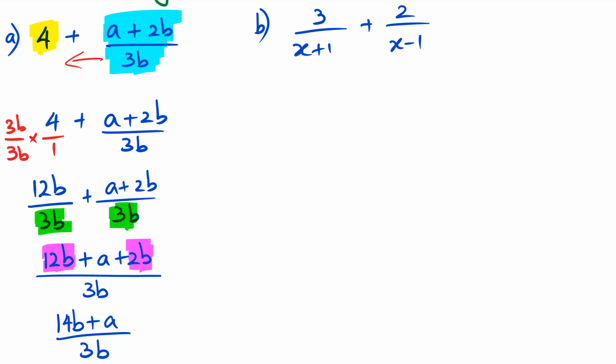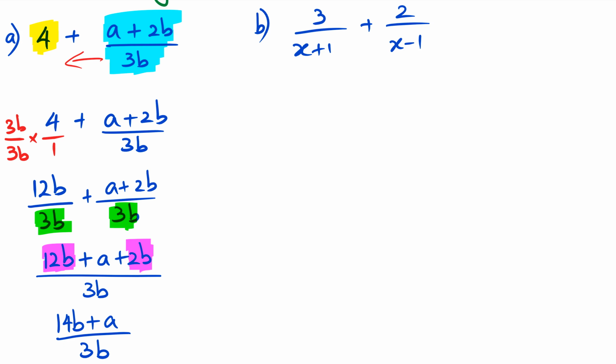So the only thing that you need to remember is that when you have a number by itself, that number can be written as the number divided by 1. All right, and when you're combining 2 fractions together, you need to make sure that the denominators are the same. I'm talking about the bottom numbers. They got to be the same.